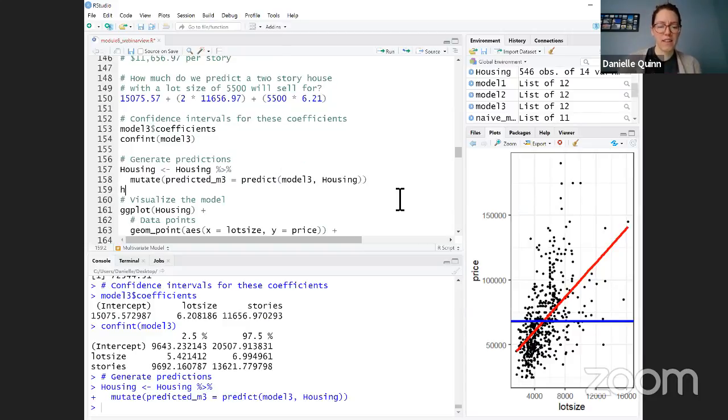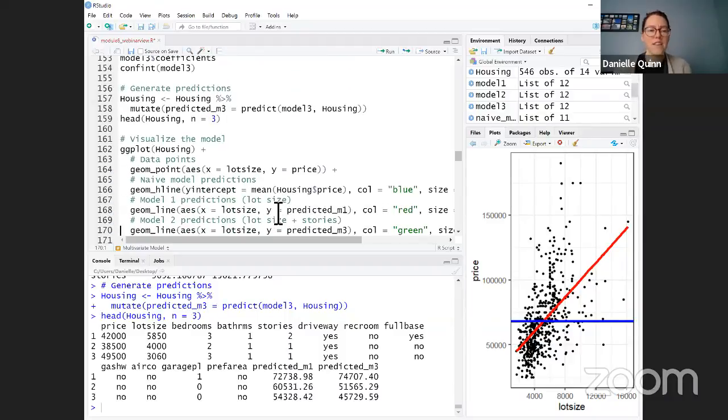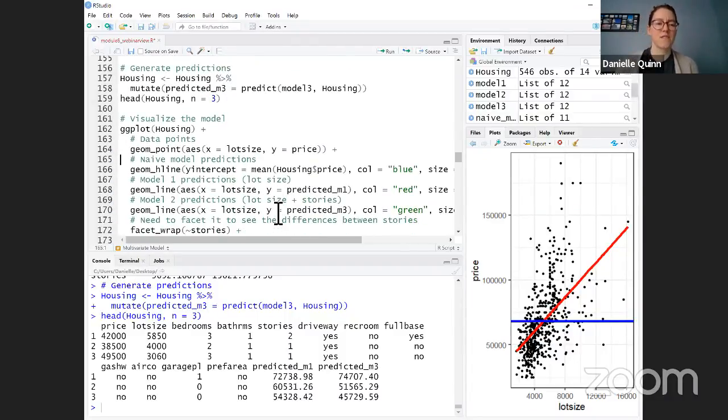So if we look at the head of housing now, the first 3 rows, we can see that the actual price of house number 1 was 42,000. Model 1 predicted it was about 72,000. Model 3 predicted it was about 74,000. So let's put all of these estimates together.